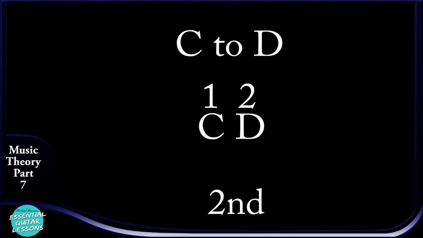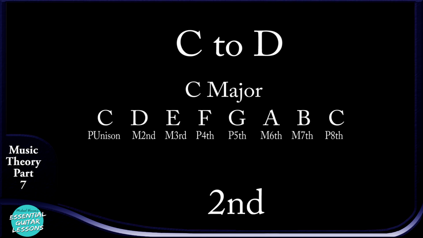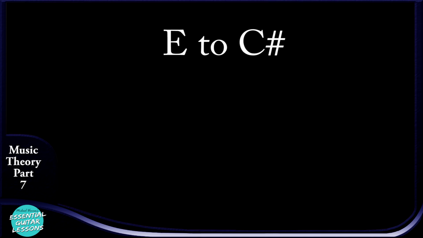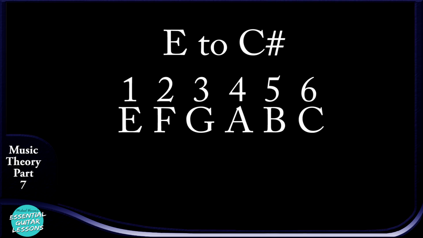And again, we bring up our C major scale, and that's nice and easy. We already know C to D is a major second. Let's do a few others there. Let's do E to C sharp and see what happens there. So we're going to start with E and we're going to do our count. So E, F, G, A, B, C. So it's going to be a sixth, and we don't know what type of sixth it's going to be.